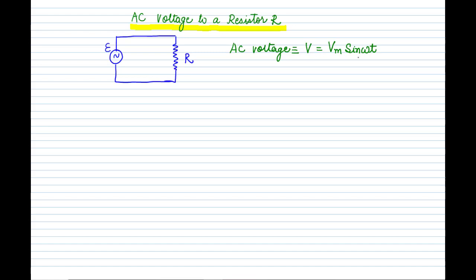And which voltage varies sinusoidally? AC voltage. So whenever you are using AC voltage, always use this form in the form of sine. So what is Vm? Vm is the amplitude of the oscillating voltage. This is the oscillating voltage which is varying sinusoidally. So this is the maximum amplitude of voltage, and omega is the angular frequency.